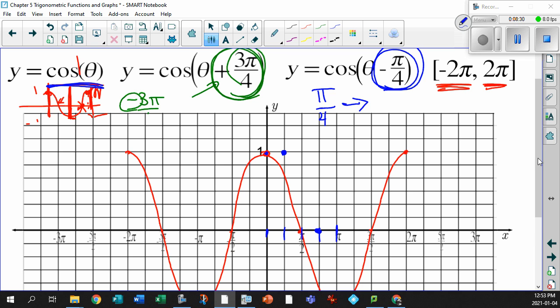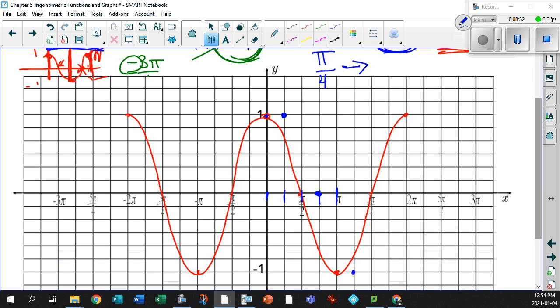Oh, can't see the bottom. So, oh, there's the bottom. Move it one spot over. There it is. Move it one spot over. Oh, this guy's up here. We're just going to move it one spot over. But remember, we only go up to 2 pi here. So let's show this part of the graph then.